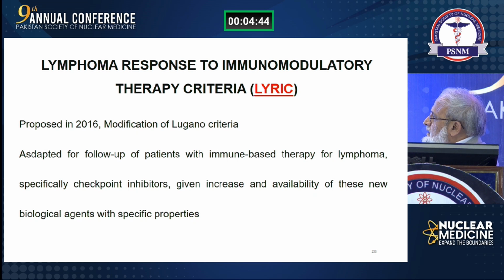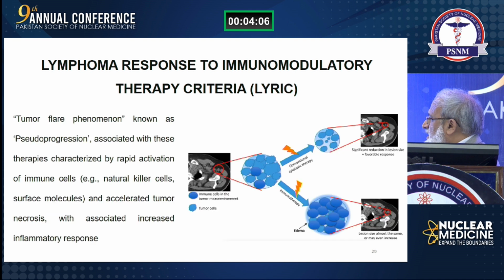So one thing, this is the lymphoma response to immunomodulatory therapy criteria, LYRIC, that was proposed in 2016. As I've already mentioned, the Lugano criteria and Deauville criteria have a slight change because of the immunotherapy. The tumor response is not like that of routine chemotherapies, and these checkpoint inhibitors may cause an increase in availability of FDG to the tumor cells, or in the surrounding inflammatory areas.